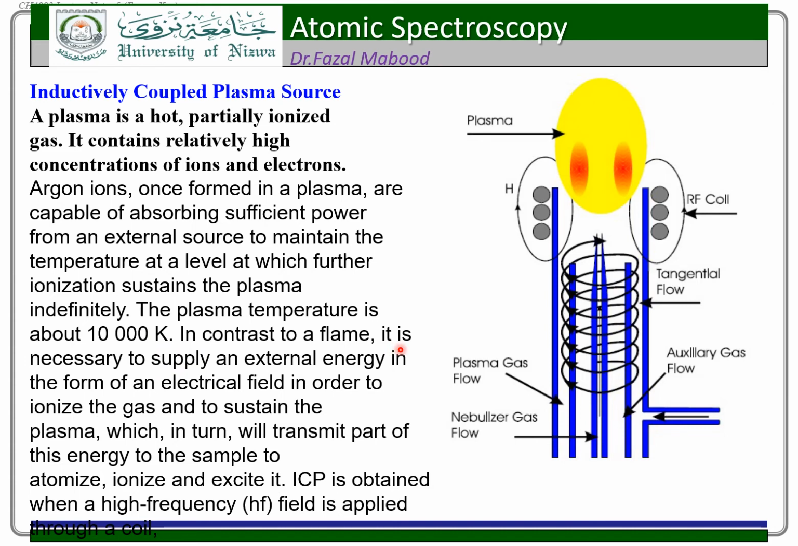In contrast to a flame, it is necessary to supply external energy in the form of an electrical field in order to ionize the gas and to sustain the plasma, which in turn will transmit part of the energy to the sample, atomize, ionize and excite it. ICP is obtained when a high frequency field is applied through a coil. Here you see this is the plasma, and this is the coil, and here we are getting the plasma. Plasma is actually a mixture of ions and electrons.